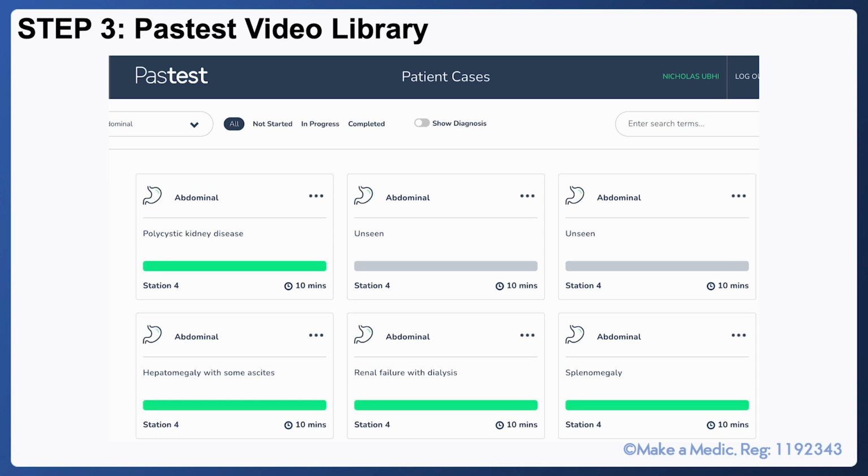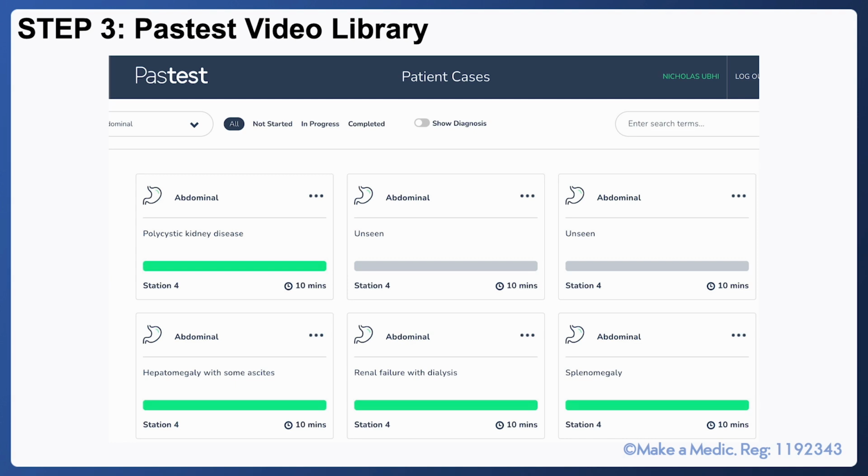Right, moving on to the Pastest PACES video library. Just a quick disclaimer, this is not a sponsored post, but I have recently done some work with Pastest to help develop some resources to aid MRCP preparation. That being said, I had used their resource bank and sat PACES long before I engaged in this partnership, and I do firmly believe it was my most useful resource.